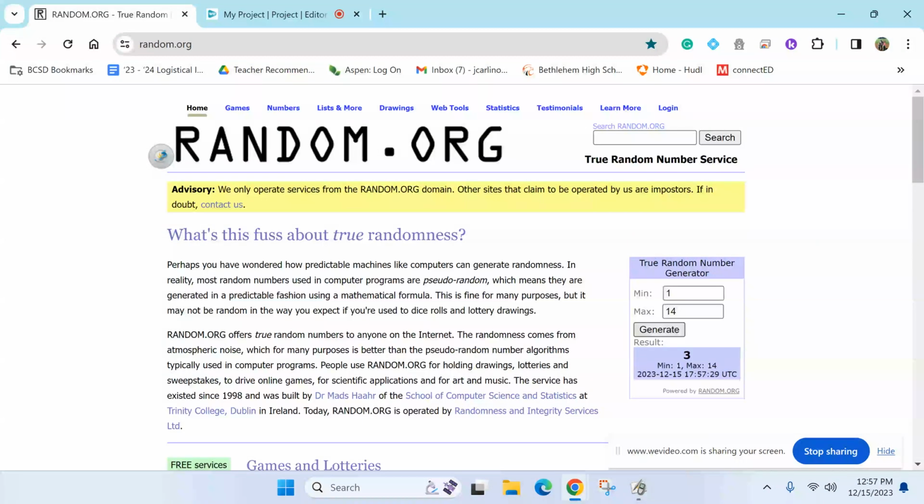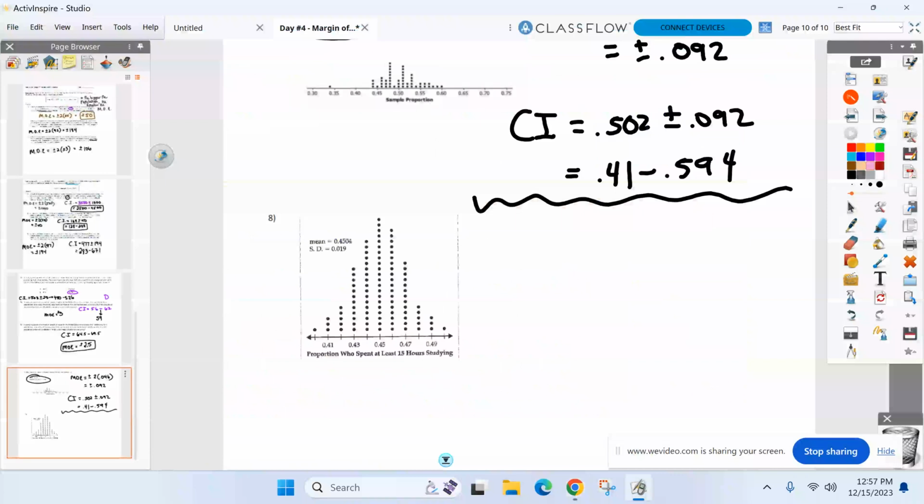Stella, back to you. How about the margin of error for number 8 here? Okay, calculate. Plus or minus 2 times 0.019. And I believe that's going to come out to be plus or minus 0.038. What's this one? Proportion who spent at least 15 hours studying.